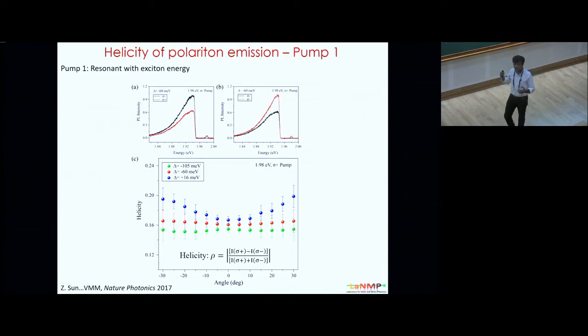So there are multiple competing effects due to which this helicity, or the valley polarization, is lost inside these samples. I alluded to one of them, and that was the inter-valley scattering. Well, in a cavity system, you also have another effect, which is the TE-TM splitting inside the cavity.